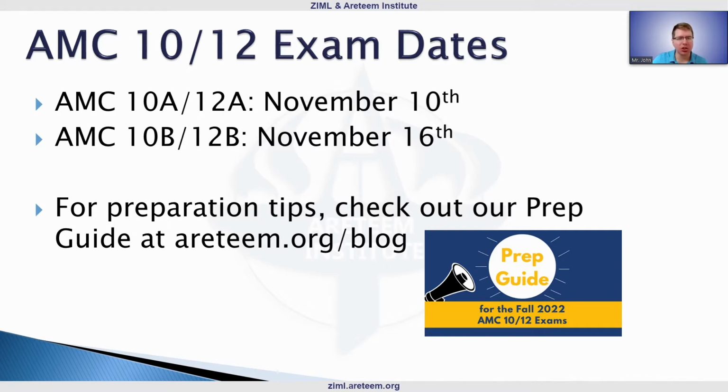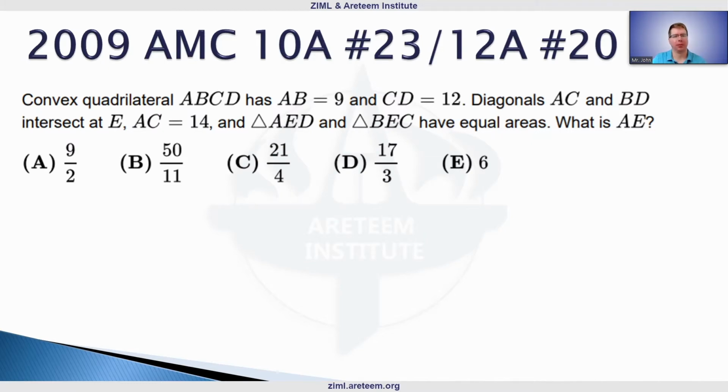But let's jump into our problems here. First question is with geometry, and we have a convex quadrilateral and some information given about it. So we have two sides of the quadrilateral. We know the diagonals are intersecting. We have these two triangles with equal areas.